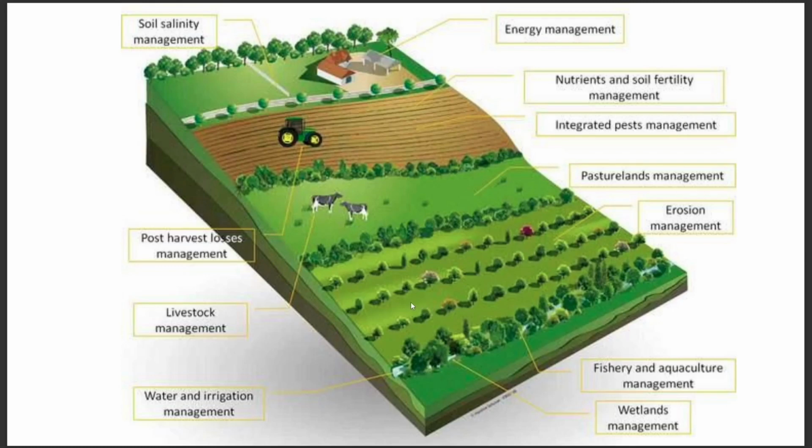Then we can have normal good trees like agroforestry trees to manage the erosion. We can have also the water and irrigation management by getting a river or making a channel. And also we can do fisheries and aquaculture in that area too. And we have also wetland management there.